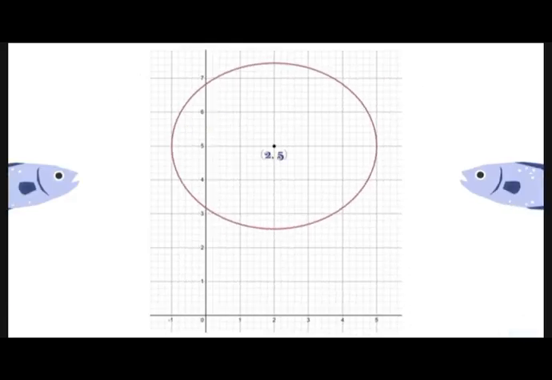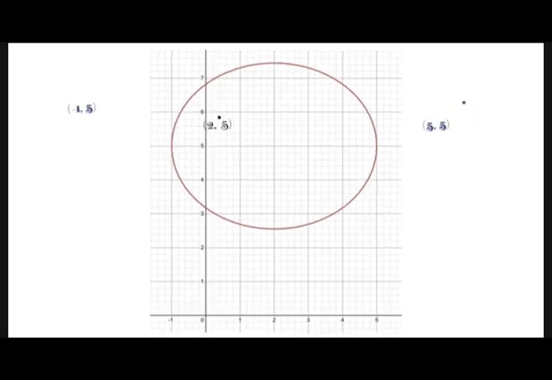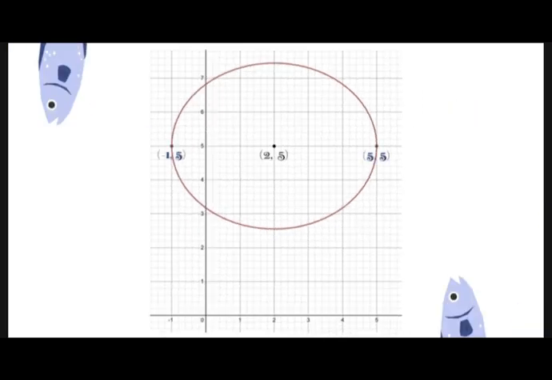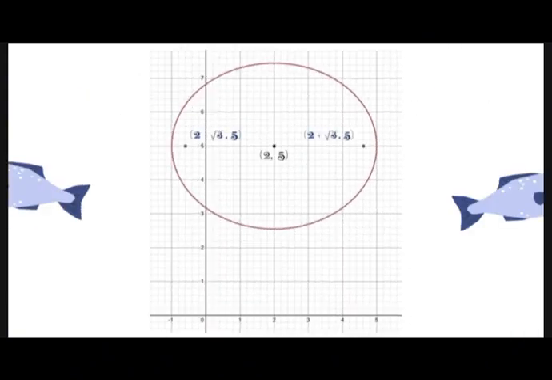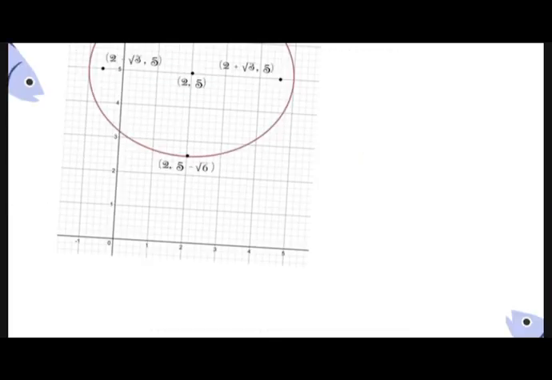If we were to graph this, here's our center point at 2, 5. Our a values on the major axis: minus 1, 5, and 5, 5. Our b values, which lie on the minor axis: 2, 5 minus root 6, and 2, 5 plus root 6. And our focal points on the major axis: 2 minus root 3, 5, and 2 plus root 3, 5. So here's all of them together, and our final answer.